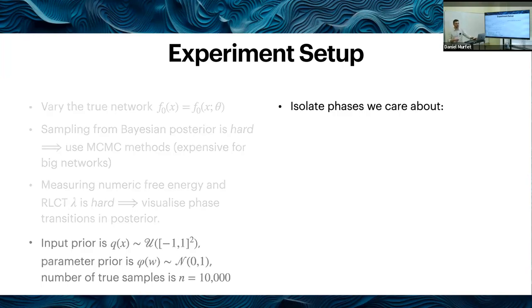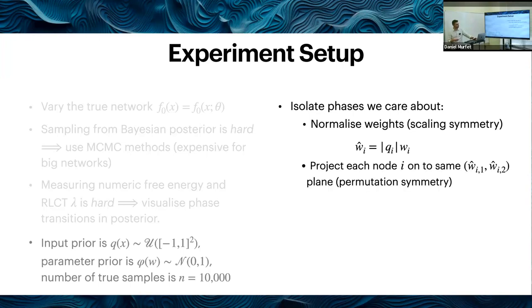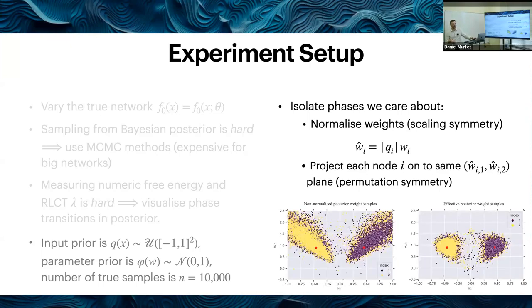And in order to isolate the phases that we care about, we can quotient out by those generic symmetries, and we can just define a normalized weight that accounts for the scaling symmetry. And we can project each node onto the same W plane because of the permutation symmetry. What that means is that our posterior samples will look something like this.